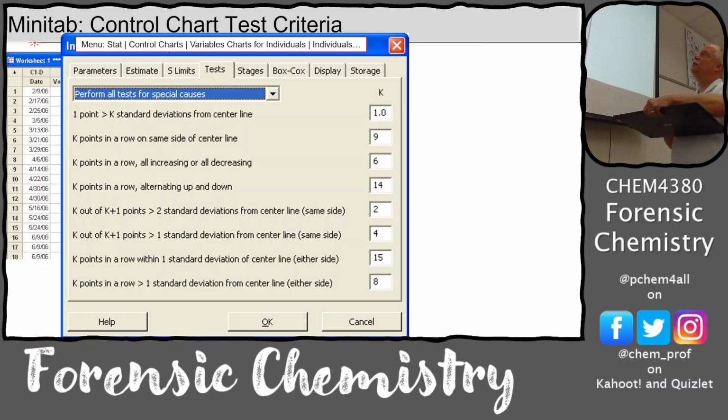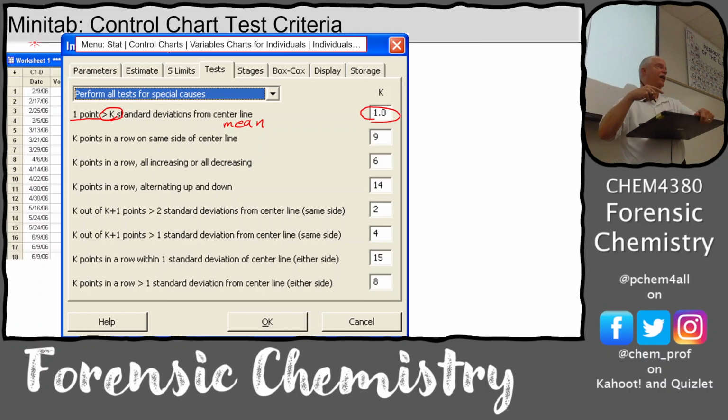And this is in units of standard deviation. You can see over here they're saying if we have 1 point that's K standard deviations from the center line, the center line is the mean. So this is saying if we have one data point that is 1 standard deviation above the center line, then this is going to flag that and say you're out of control. Now that's a little too tight. That's plus or minus 1 standard deviation. But you have the option to change that.